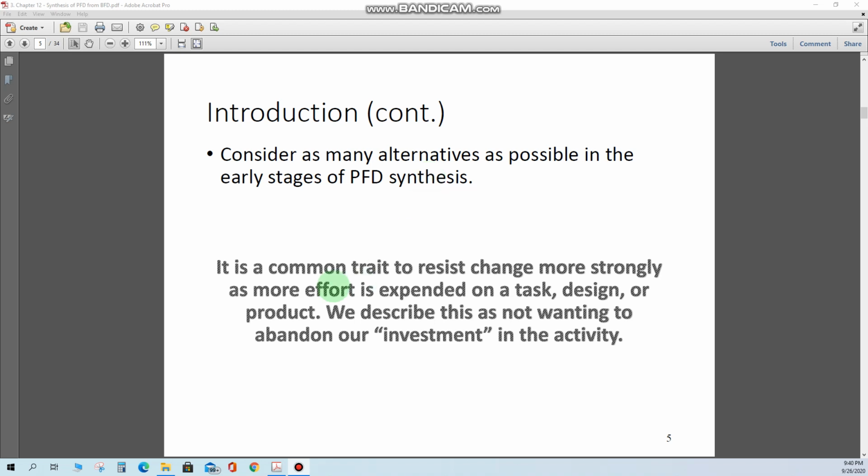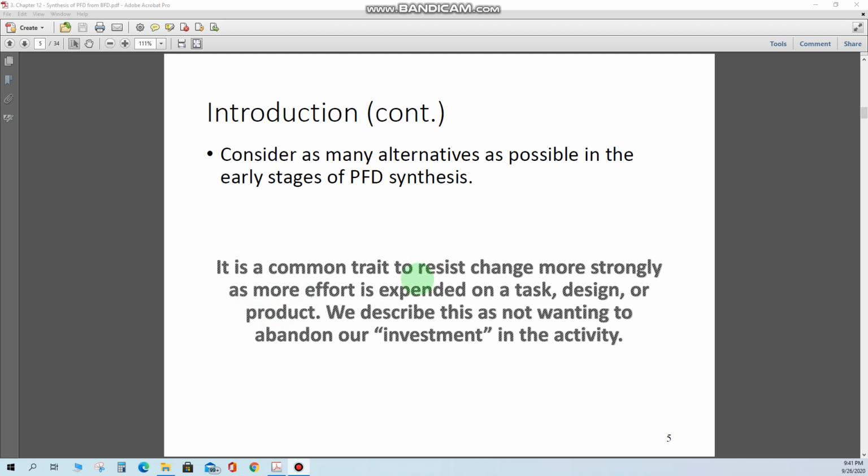Now, this one is simply a saying in chemical engineering. It is a common trait to resist change more strongly as more effort is expended on a task, design, or product. This one is human nature: he does not want to put more effort into any task or design or product, because as humans we just resist any change. So this is simply a saying here.